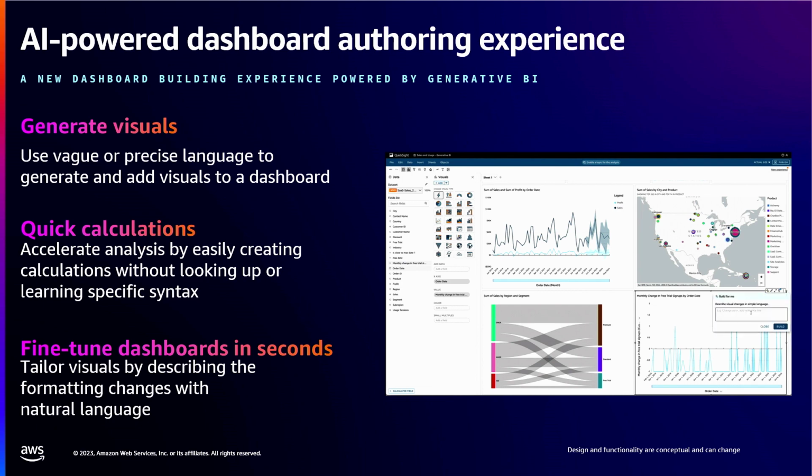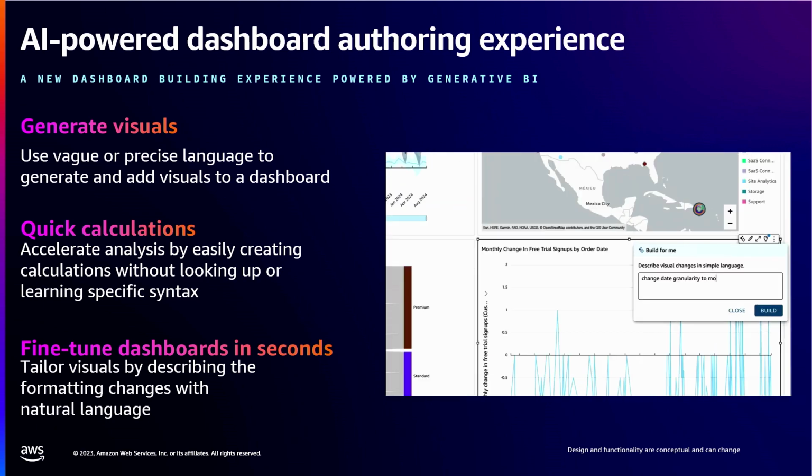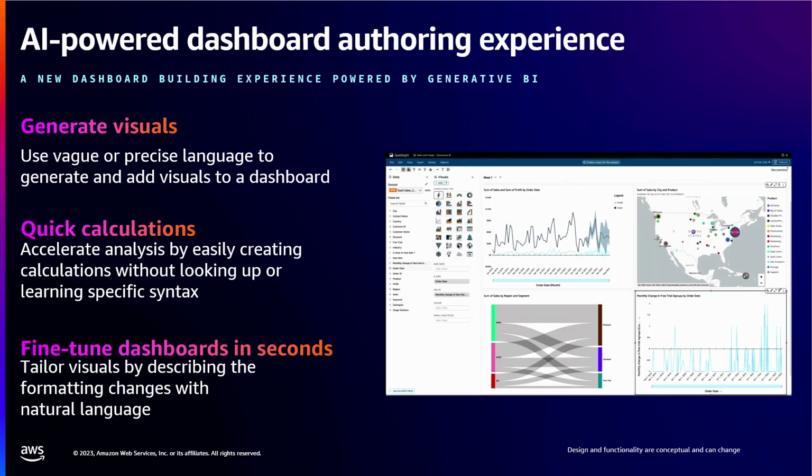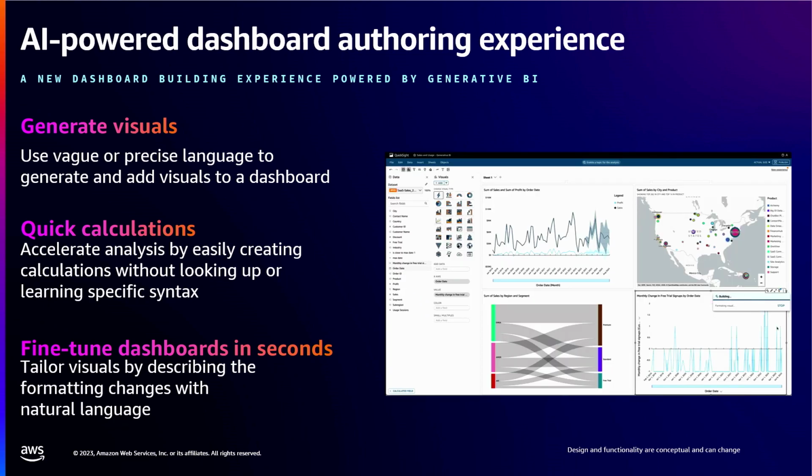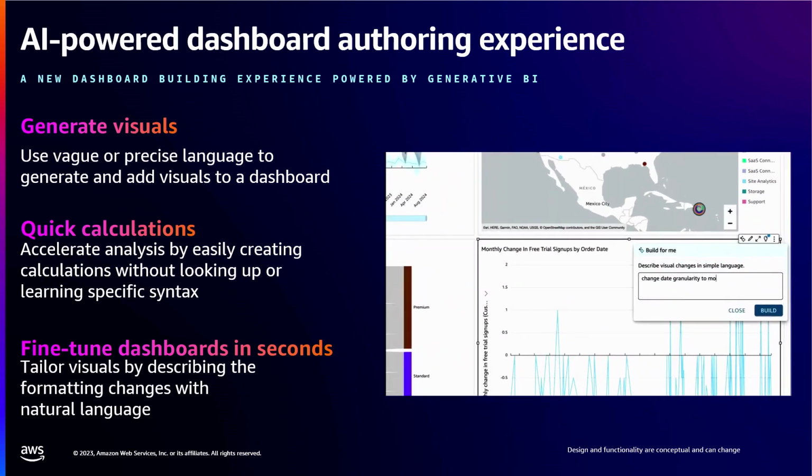You can say, change the chart type to a donut. You can change the field types in a visual. You can change the different time granularity. These are all things that help an author become more productive to get dashboards out and available.